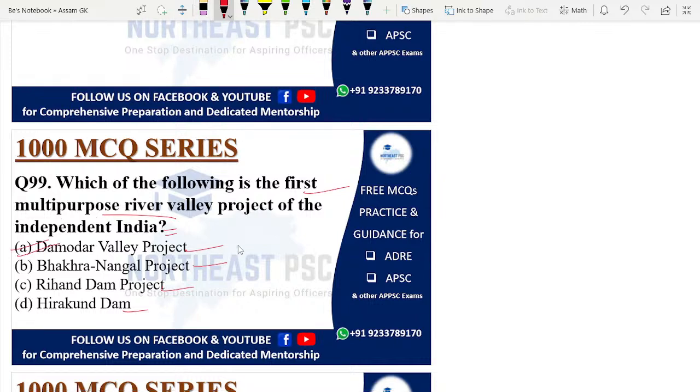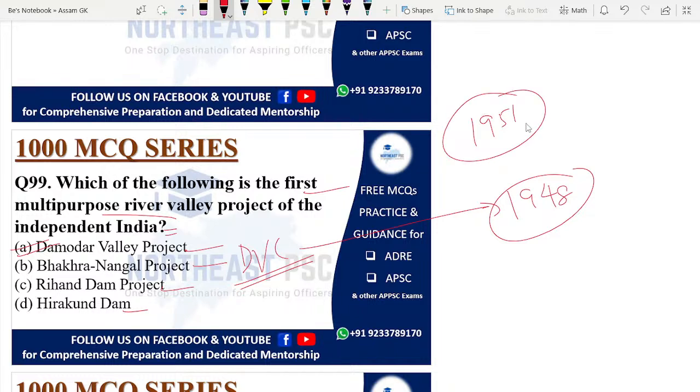Its other name is Damodar Valley Corporation. It is also called DVC. It was opened in the year 1948. Now the question is, the first Parliament of independent India was constituted in 1951 after the general election. So who commissioned this project? Damodar Valley Corporation was created through an act. That act was passed by the Constituent Assembly.